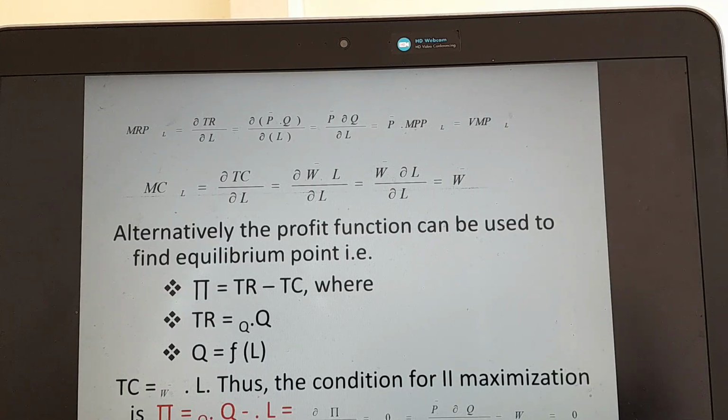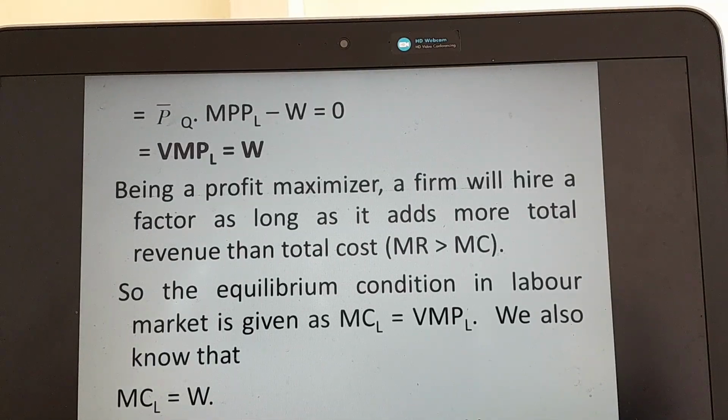Therefore, alternatively, you can also calculate that profit is equal to total revenue minus total cost. The difference of total revenue and total cost is profit. Total revenue is price times output, and output is a function of labor. Total cost is wage times labor. This is the condition for profit maximization: profit is equal to price times Q, that means total revenue, minus wage times labor, that is total cost.